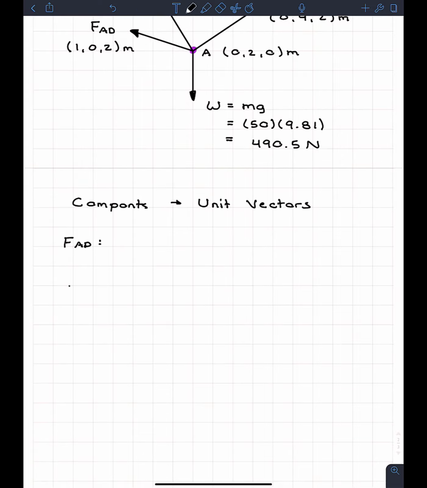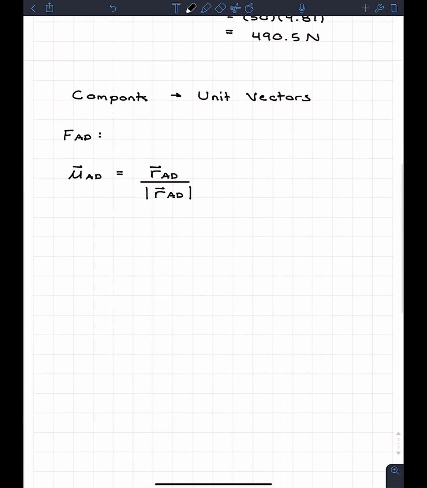So for FAD, we know that the unit vector of FAD, so I'm just going to put UAD, we can find that if we find the position vector AD, and we divide that by the magnitude of FAD. Well, we can find the magnitude if we know the position vector. So the position vector, RAD, we know is going to be equal to the coordinates of A minus the coordinates of D. And that is completely incorrect. I want to see how many of you guys I caught. Remember, it's the opposite. And this will get a lot of students on the midterm. It'll be RD minus RA.